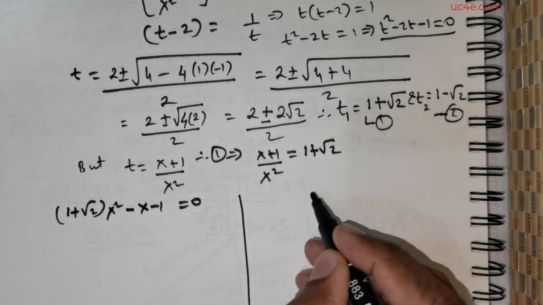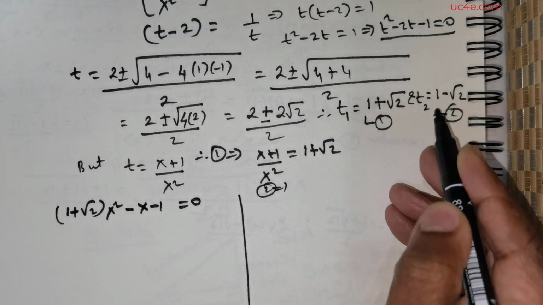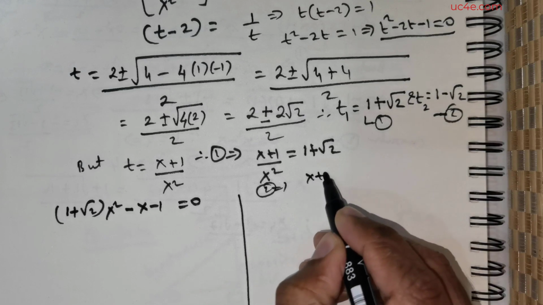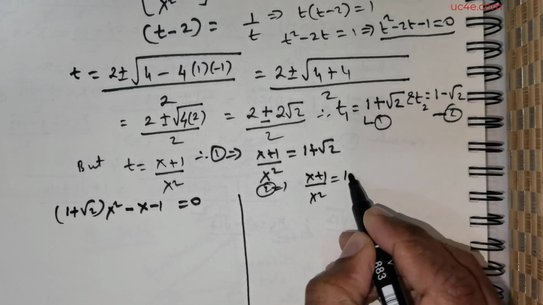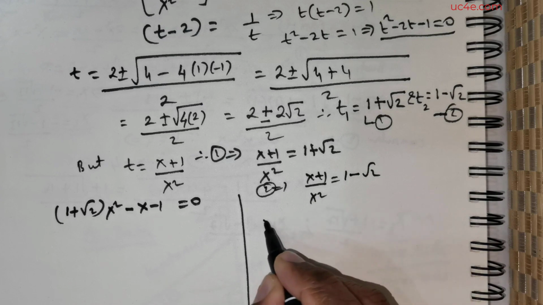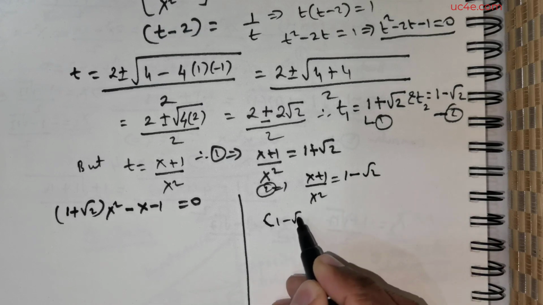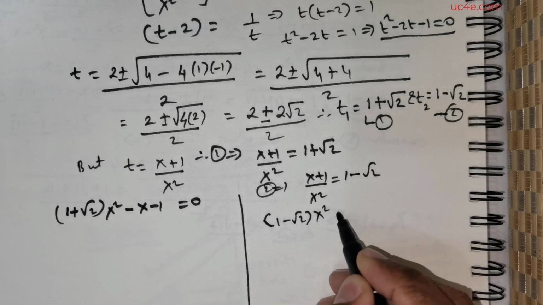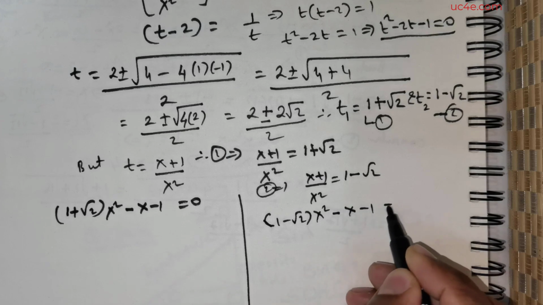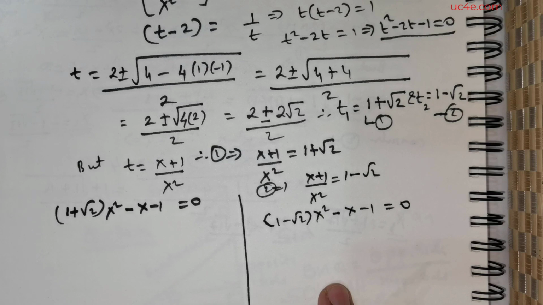Let me draw the line here. So from 2 I get x + 1/x² = 1 - √2. This would mean (1 - √2)x² - x - 1 = 0. So this is the second system, right? One is positive and the other is negative. So let's solve this.